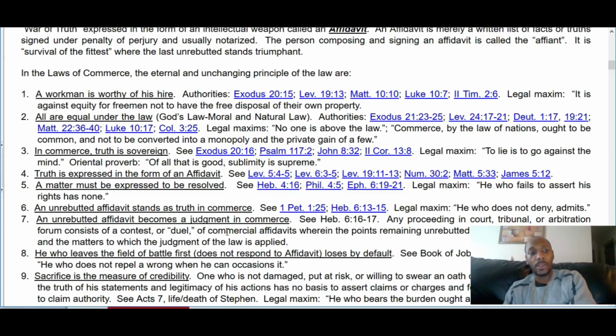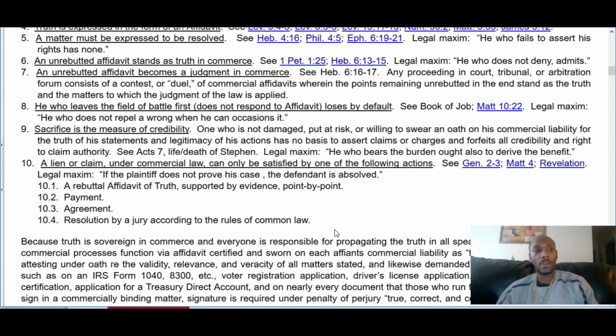Number eight, he who leaves the field of battle first does not respond to affidavit and loses by default. So he who leaves the battlefield first or does not respond to an affidavit or an offer or a presentment loses by default. See the book of Job.